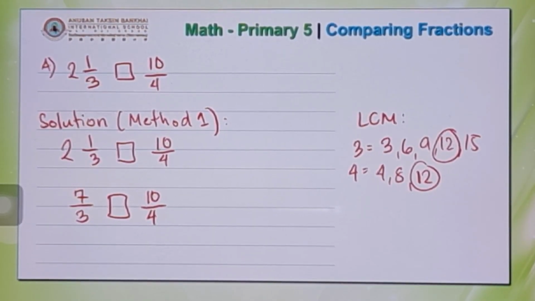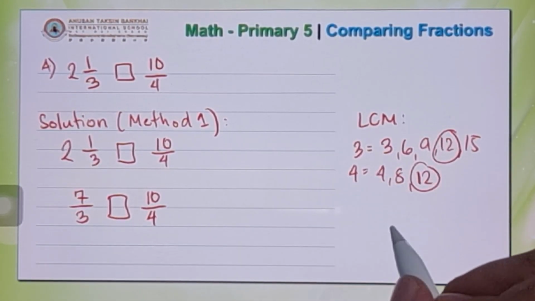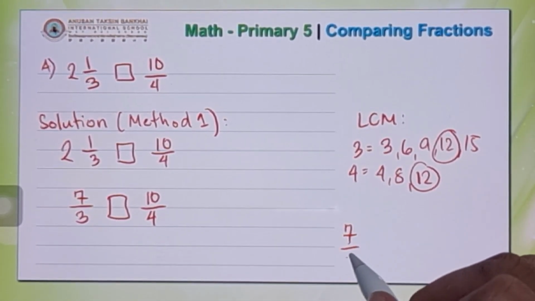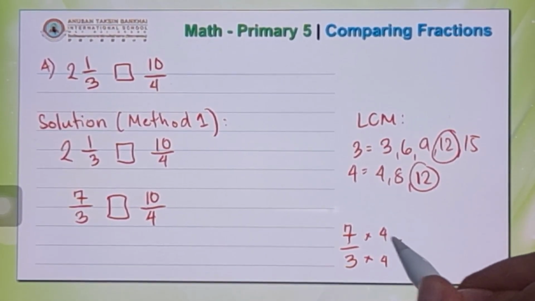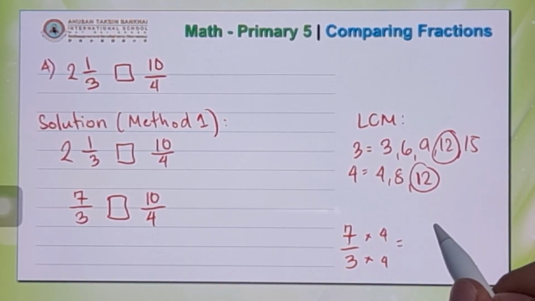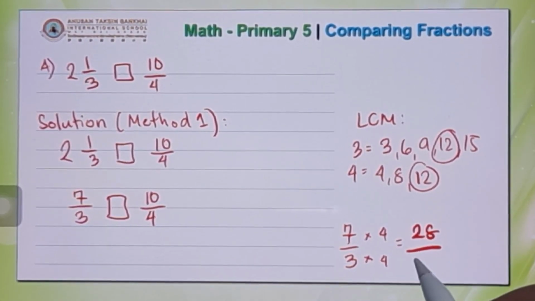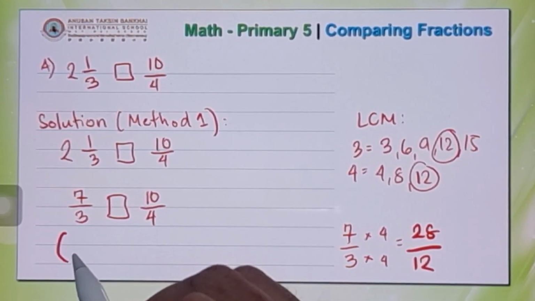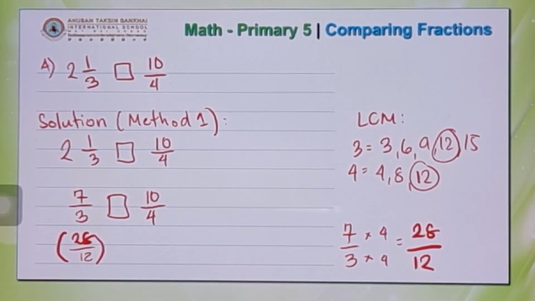So in order to change this, let's just multiply 7 over 3. So we multiply this by 4. So 7 times 4, we have 28. 3 times 4, we have 12. So this became 28 over 12.